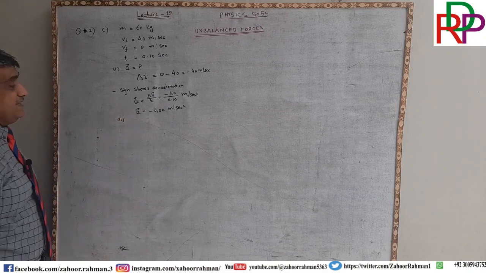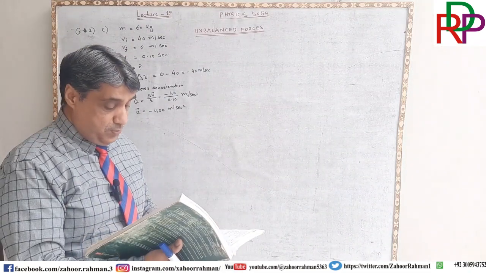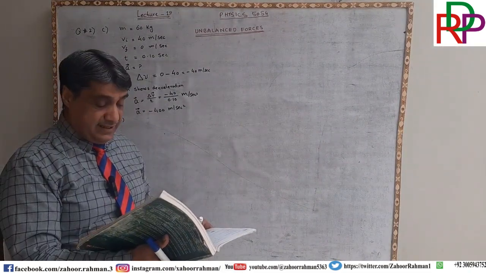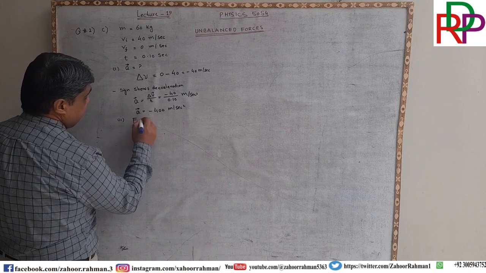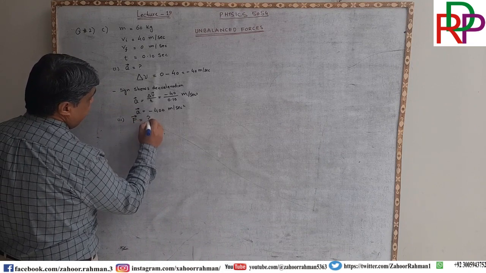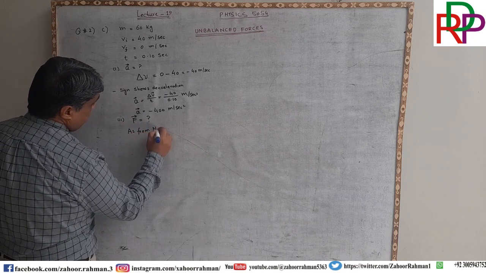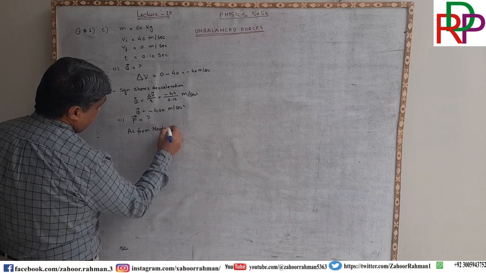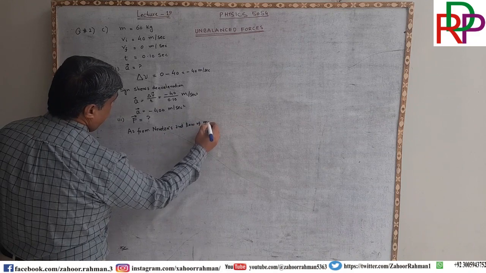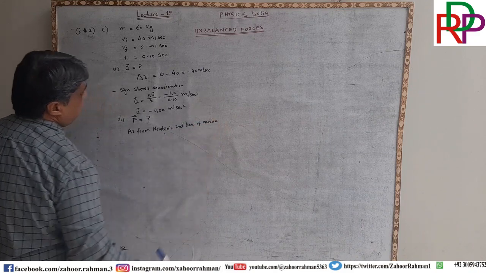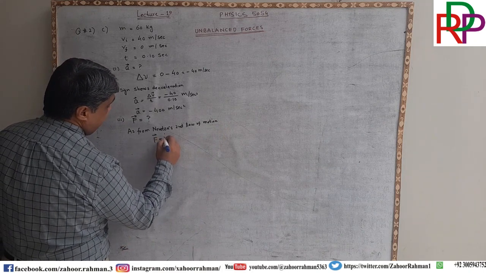Now we found the acceleration. In the second part they wanted us to find the average force acting on the dummy driver due to the impact. So in the second part we have to find F from Newton's second law of motion. From Newton's second law of motion, F is equal to ma.